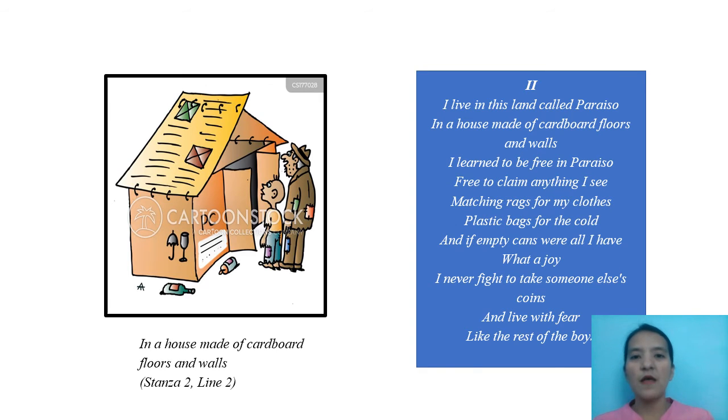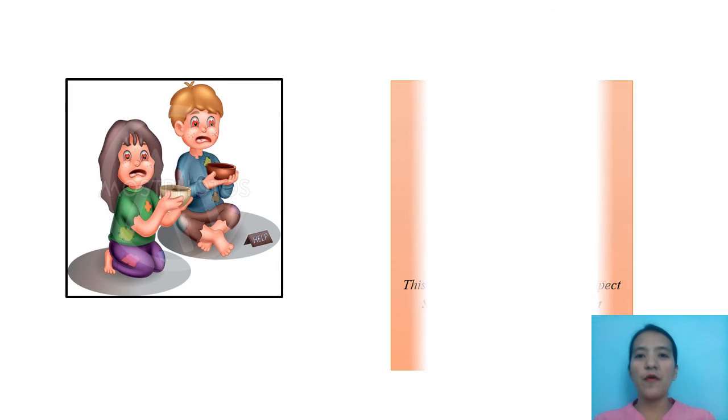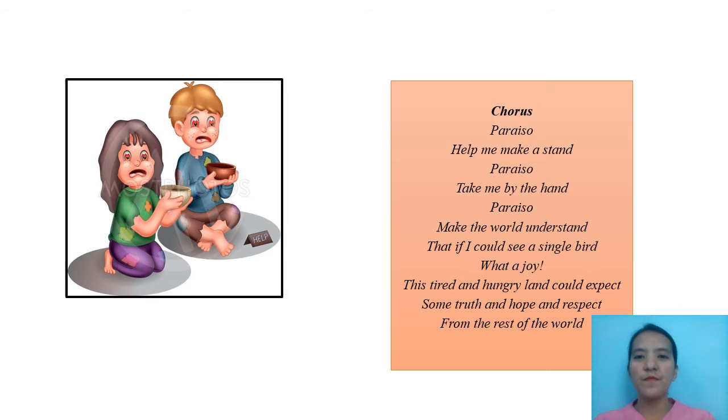Very good. That's it. You can see that in line 2 of the second stanza, which is "in a house made of cardboard floors and walls." Let us now proceed to the last picture of this activity. Here's the picture, and these are the lines from the song. This time, to which lines of the song can we match this picture?